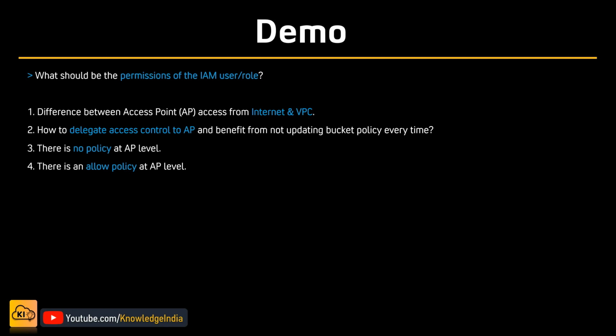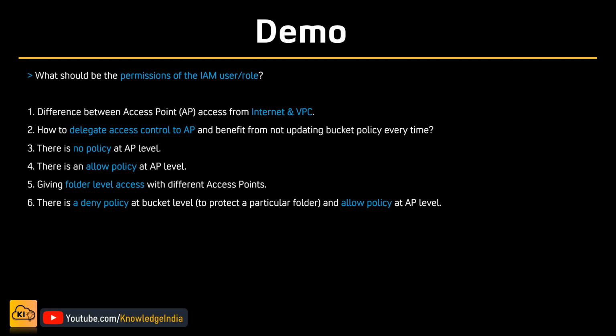Then we will see how you can give folder level access with different access points, right? Something we were seeing in the previous slide. Post that, we will also see how you can specify a deny policy at the bucket level, because you want to protect a particular folder, right? Which is non-negotiable. You want to protect that particular folder inside your bucket. That's why specifying a deny policy at the bucket level, and then you have an allow at the access point level, and how do they come together and work.